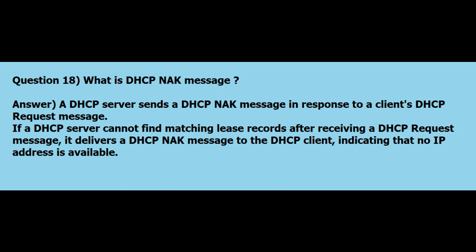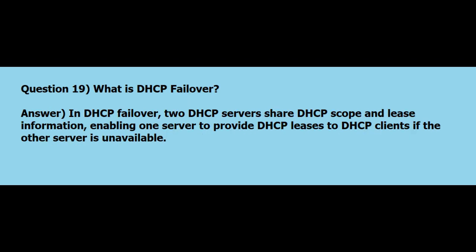Question 18. What is DHCP NAK message? Answer. A DHCP server sends a DHCP NAK message in response to a client's DHCP request message. If a DHCP server cannot find matching lease records after receiving a DHCP request message, it delivers a DHCP NAK message to the DHCP client, indicating that no IP address is available. Question 19. What is DHCP failover? Answer. In DHCP failover, two DHCP servers share DHCP scope and lease information, enabling one server to provide DHCP leases to DHCP clients if the other server is unavailable.